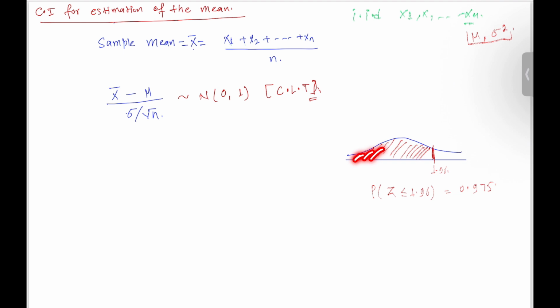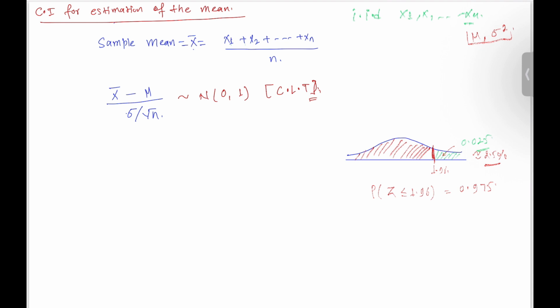So this part of the probability is 0.975, and what will be the probability of this other part? So 1 minus 0.975, that will be 0.025, right? So if we look at this in terms of percentage, this will be 2.5%, right?